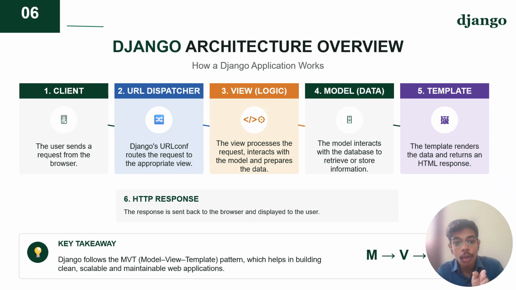Next comes the view, which contains the business logic. The view processes the request and communicates with the model whenever data is needed. The model is responsible for interacting with the database. It retrieves or stores the information based on the request. After receiving the required data, the template converts the data into HTML pages that users can understand.